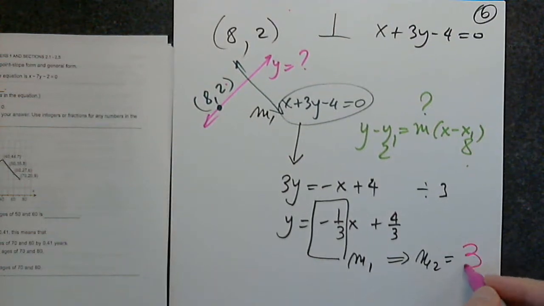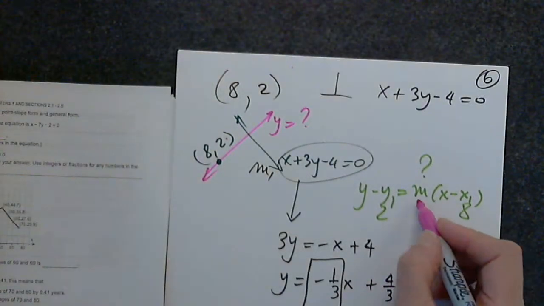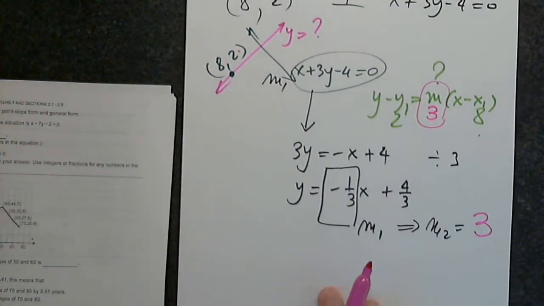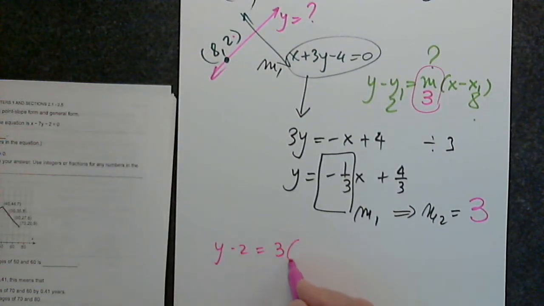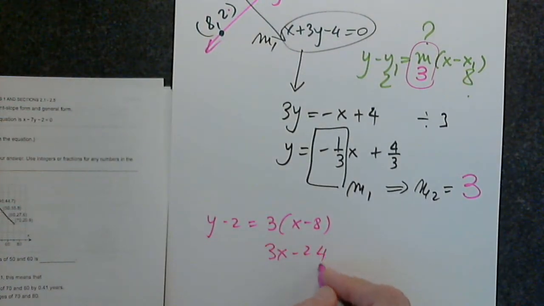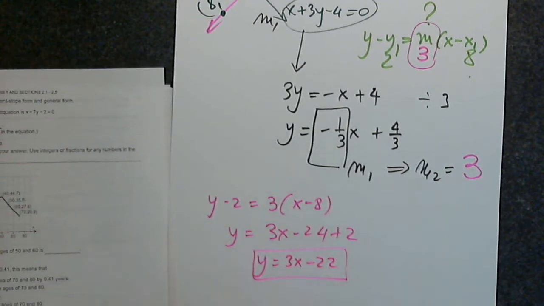The slope m2 must be 3. Do we all agree with 3? Yes. Because this product has to be negative 1. So all you have to do, go back and replace this by 3, the slope. So y minus 2 equals 3 times x minus 8. 3x minus 24, and I bring 2 over. And finally, I get y equals 3x minus 22. Would we have done that differently if they were parallel? Yes, the slope would have been negative 1/3, the same.